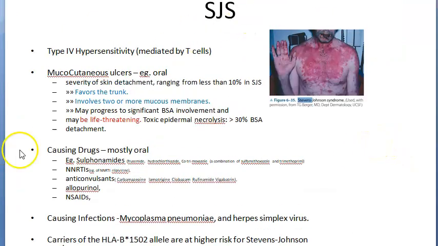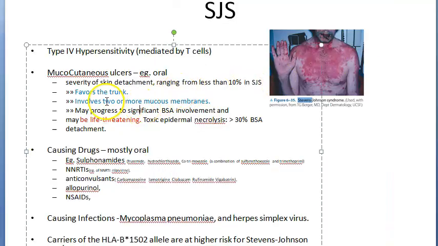Did you understand now everything about Stevens-Johnson syndrome? Very good. So this is the patient we already showed you. Two or more mucous membranes are affected, right? They said mucous membranes. Two or more mucous membranes are affected. Okay.